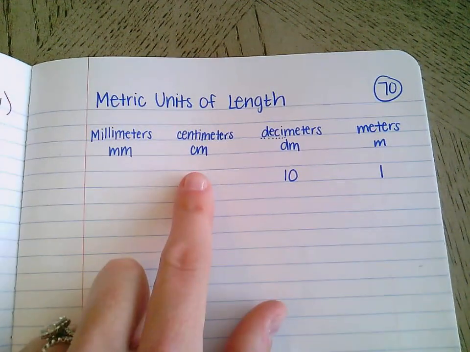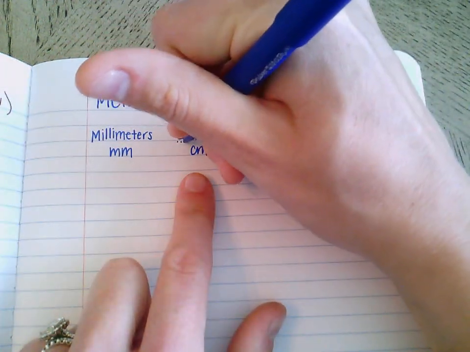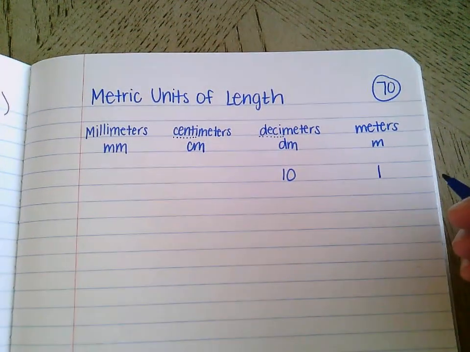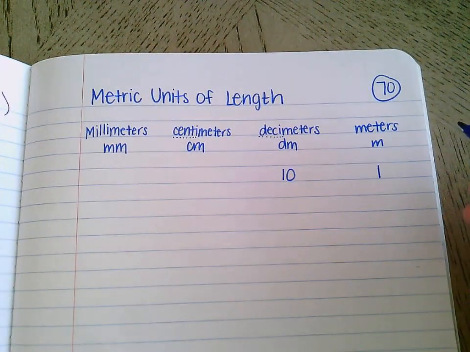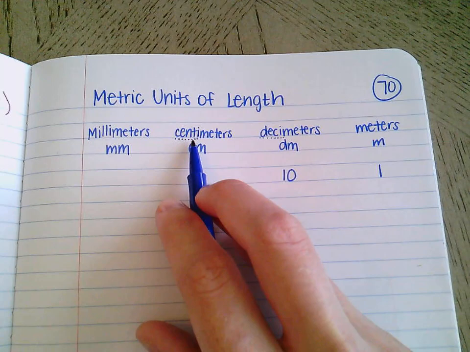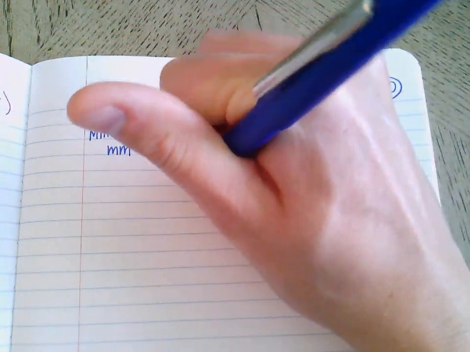Okay, the next one is centimeters. You actually know what the root word cent means as well, or centi, and I think the most obvious one would be cent, like 1 cent, 2 cents, 3 cents. Another one would be century. Well, how many years are in a century? 100. There are 100 centimeters in 1 meter. I'm going to write 100 here.